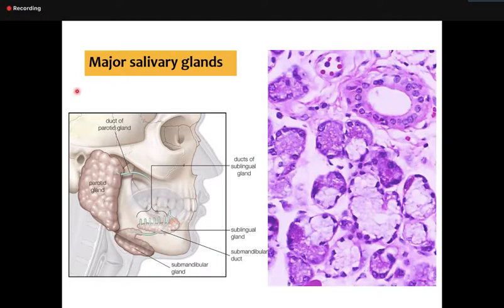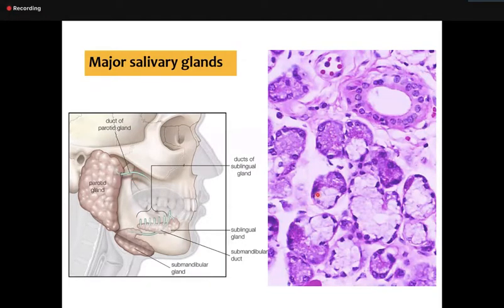Now, it is an exocrine gland, so it has a duct, and that duct can be blocked by stones or by food particles, by dehydration, by inflammation, by trauma. So, blockage of this duct can cause many diseases.